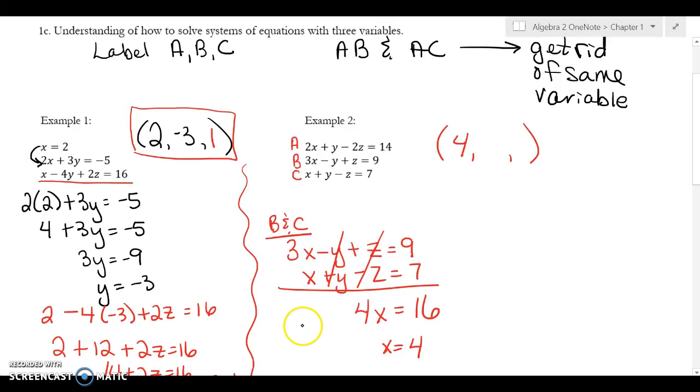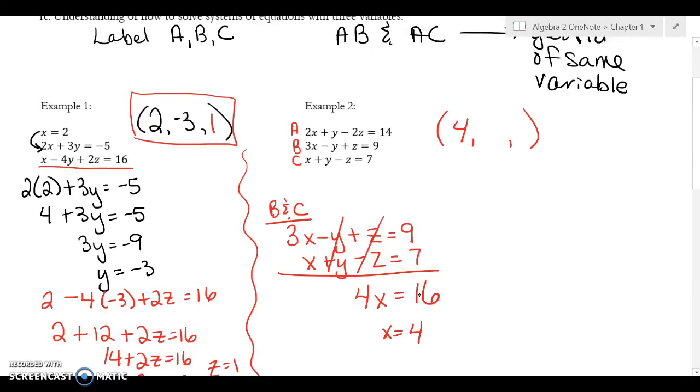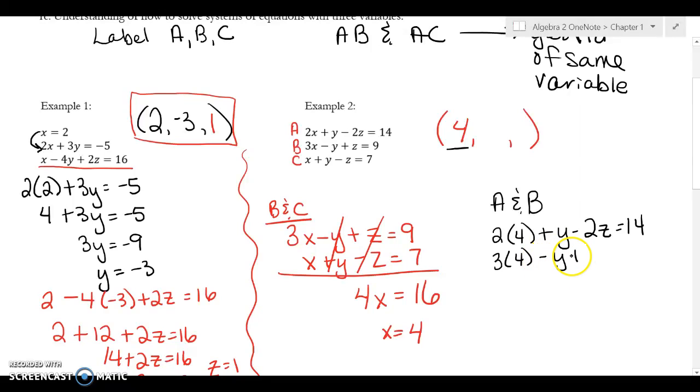Okay, now that I know what x is, I'm going to go ahead and find out my other variables. So I've already combined b and c, and so now I'm going to combine two other ones. I'm going to combine a and b, but when I combine them this time, I'm going to actually plug in x, and so I'm going to get 2 times 4 plus y minus 2z equals 14, and then b is 3 times 4 minus y plus z equals 9.